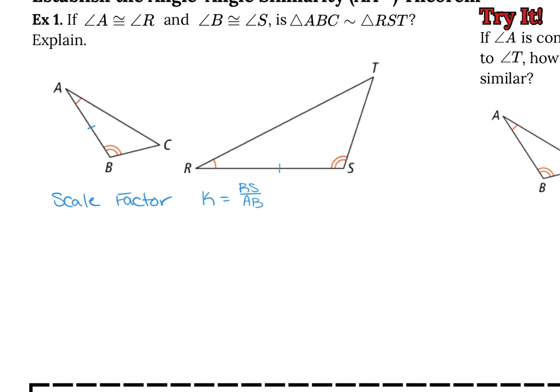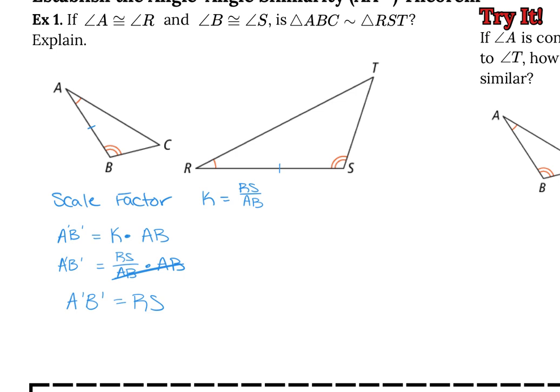Okay, so then to create our AB prime, our dilation of triangle ABC, we want to multiply AB by our scale factor. Okay, so I'm going to plug in that scale factor. So AB prime equals, our scale factor is RS over AB times the AB. Well, AB is canceled out by that. So we are left with AB prime equals RS. So we are able to prove that our dilation of AB, which ends up giving us AB prime, is equal to side RS of our similar triangle.